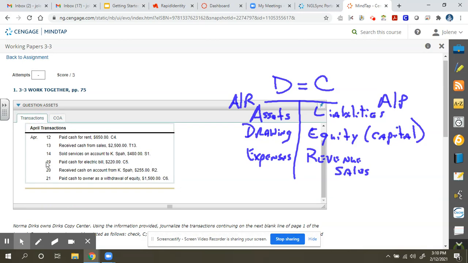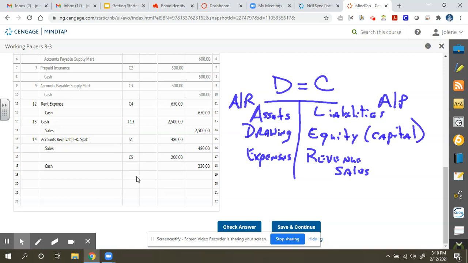And this is on the 19th, utilities expense. Again, expenses increase on the debit side, so that makes sense. And you're paying cash out as an asset, assets decrease on the credit side, so that makes sense.